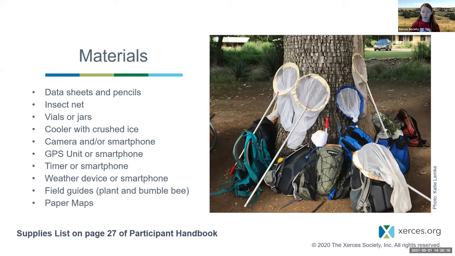Something to record your location. So when you're out in the field and you're writing down the data that you need, you're going to need to record your coordinates. You're going to need a timer to make sure that you're staying on track with your 45 minutes. You're going to need something to look at the weather. So there's a lot of handy apps that you can use right on your phone to get some wind speeds and temperatures.